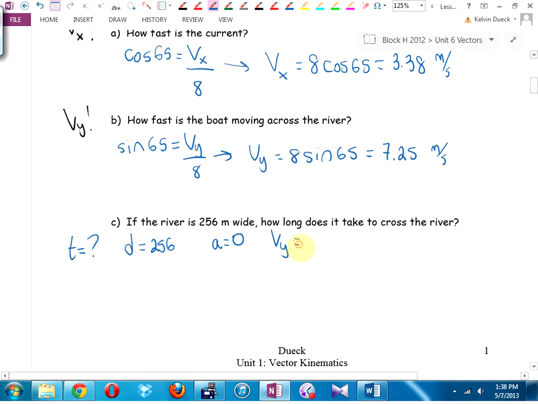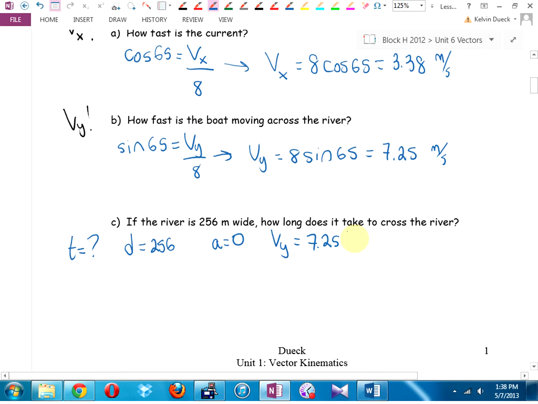And you said we needed V initial. You are correct, but since A is 0, V initial is V final, is V average, is Vy. So I'm just going to write Vy equals, and I got it here, 7.25. I'm looking for an equation that has T, D, A, and V in it. This is great review from October. But you're going to see this in about, I think we only have 15 more classes, I counted.